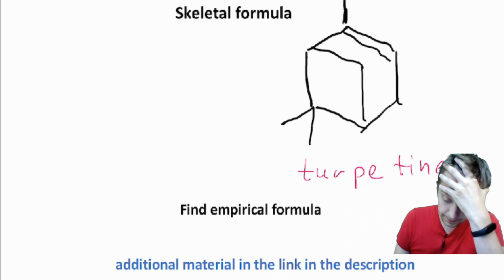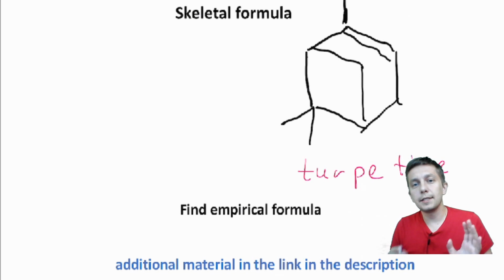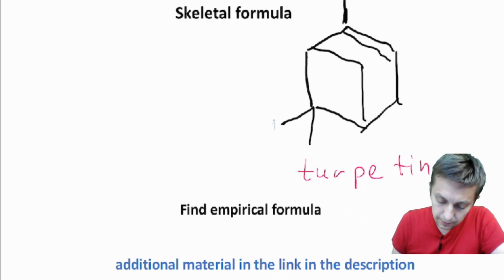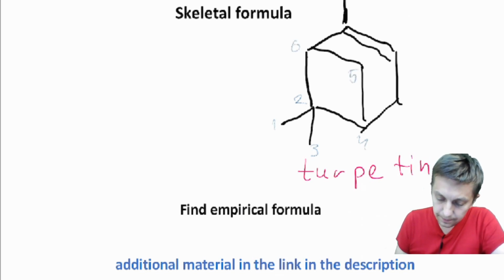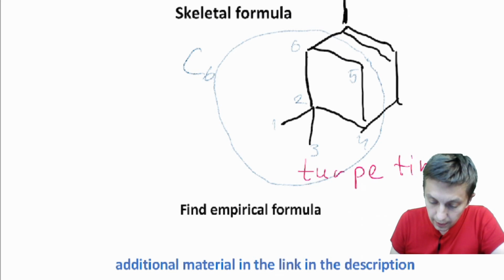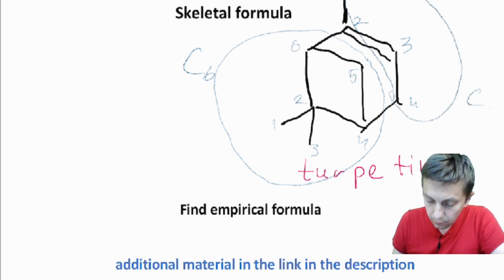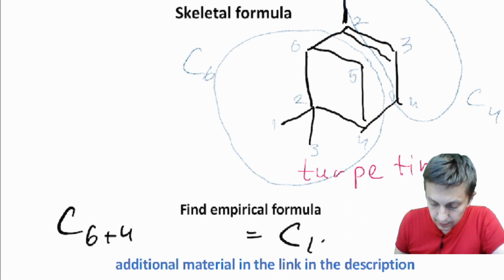So at first, carbon. Let's start making some tricks. So 1, 2, 3, 4, 5, 6. We're marking it like C6 fragment. And 1, 2, 3, 4, it's a C4 fragment. So overall, we have C6 plus 4, or we have C10.